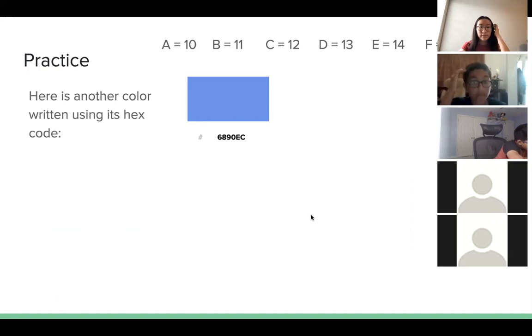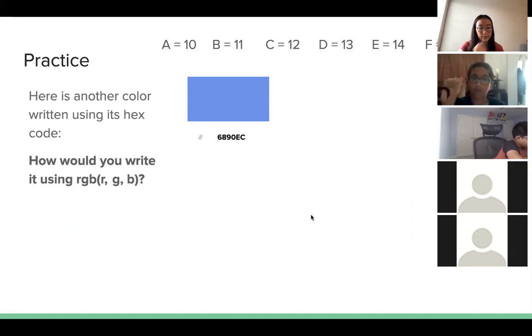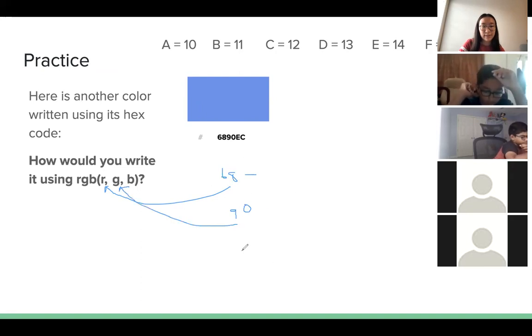Okay, so we're going to do a bit of practice. Here is a color code written using its hex code. How would you write it using RGB? Just as an explanation, 68 here is what you would write for R. You need to convert 68 from hexadecimal to a decimal number. Then 90 is another hexadecimal number, which you write into G. And then EC is the third hexadecimal number, which represents the amount of blue, so that goes in the B.